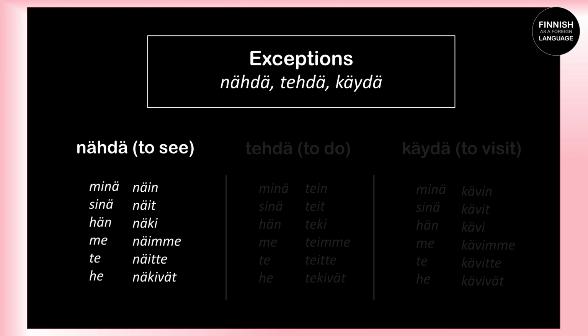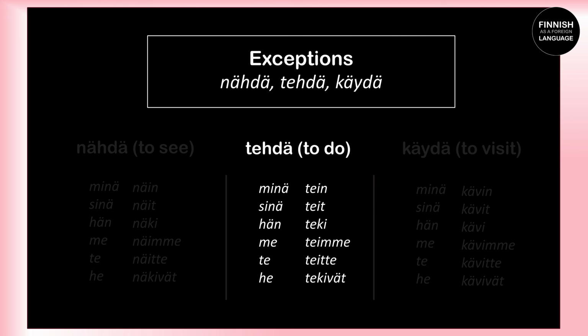So I saw is minä näin. You saw is sinä näit. He or she saw is hän näki. We saw is me näimme. You saw plural is te näitte. They saw is he näkivät.